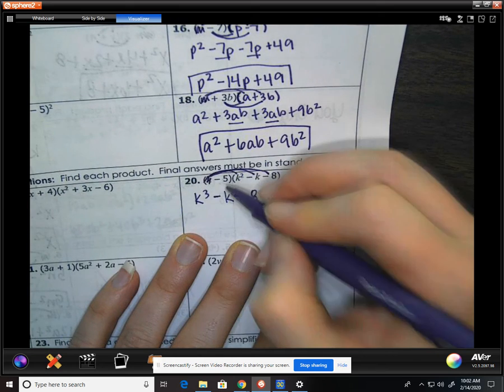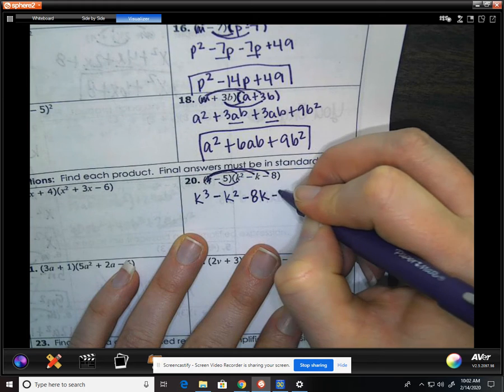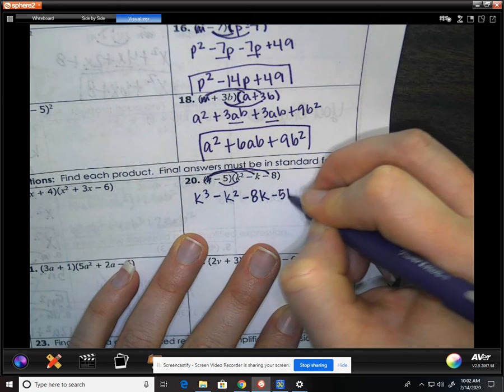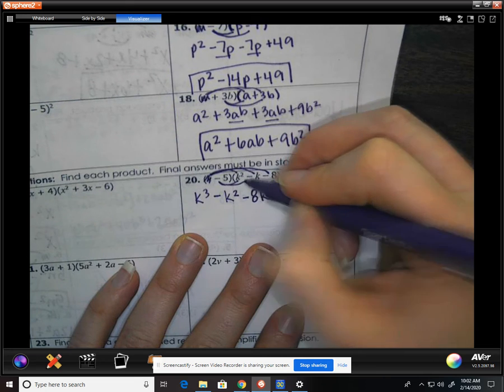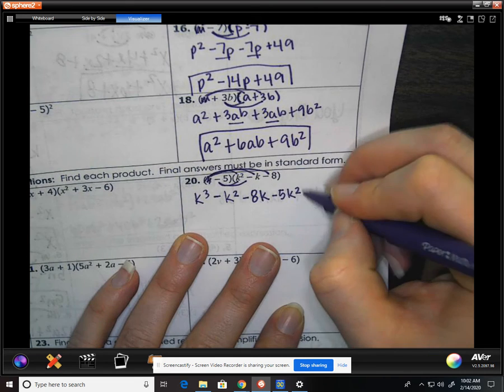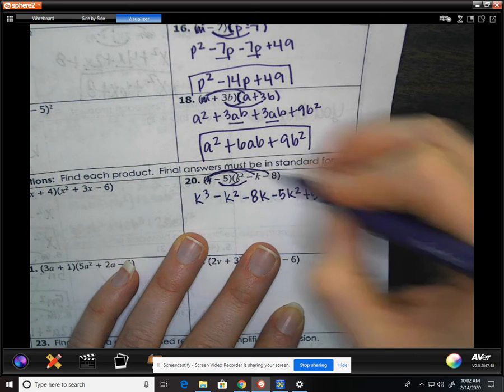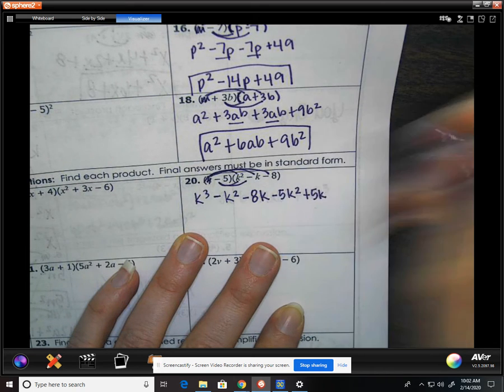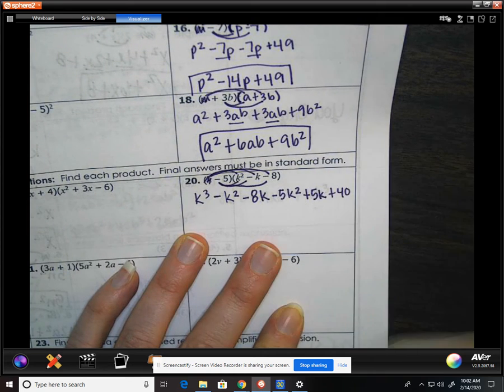I'm done with the k, so I move to -5. -5 times k squared is -5k squared, keep that coefficient and just write the k squared because it doesn't go away. And then -5 times -k, a negative times a negative will be a +5. I keep that coefficient, and I keep that k also. And then -5 times -8 is a +40.